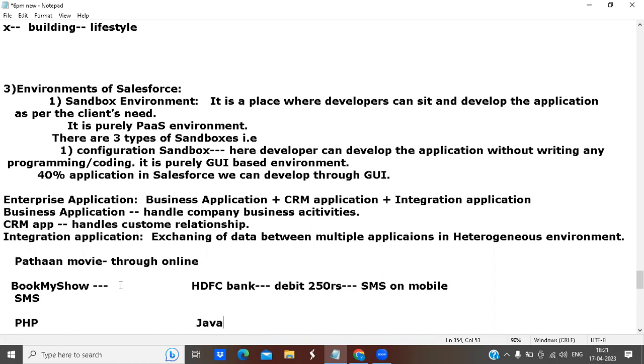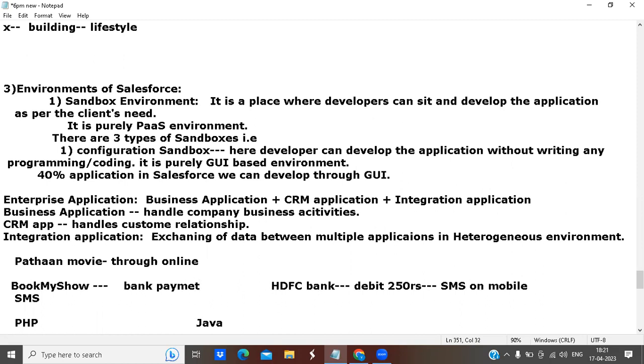Though both applications are completely different and both technologies are completely different, these two applications communicate with each other. They can exchange information between the two applications and complete the transaction successfully. Yes or no? Yes. Okay. But how is this application going to communicate with the HDFC Bank payment gateway?